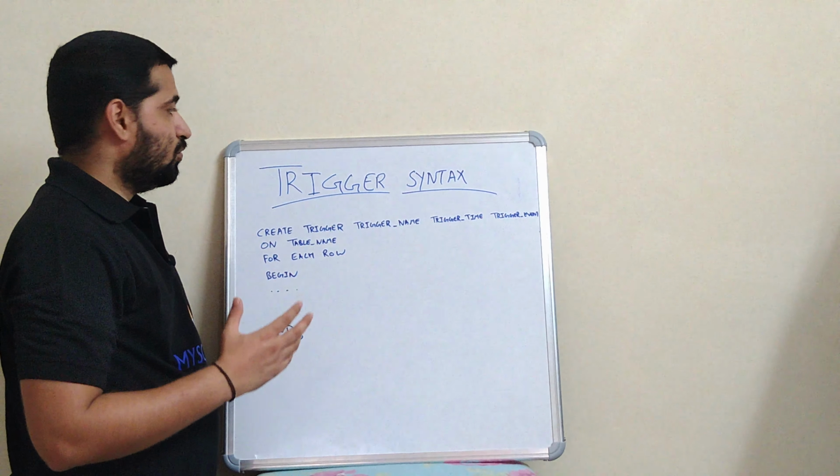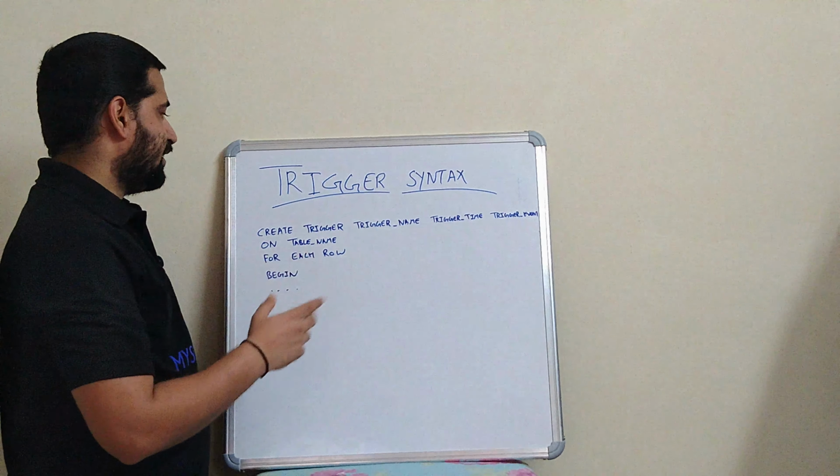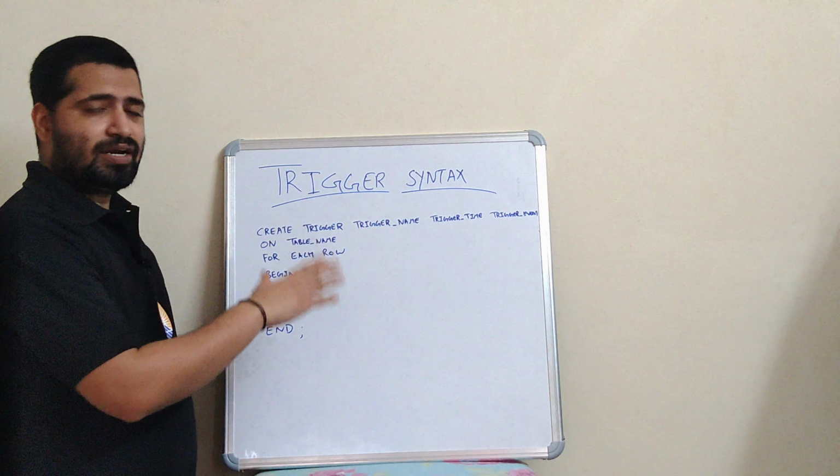Moving forward, the trigger syntax will be: create trigger, trigger name, trigger time. Trigger time will be after or before. Trigger event will be insert or update or delete on table name for each row, begin and end. And this is where you will write your logic, like insert into a log table or something like that. So this is a very basic introduction to triggers.